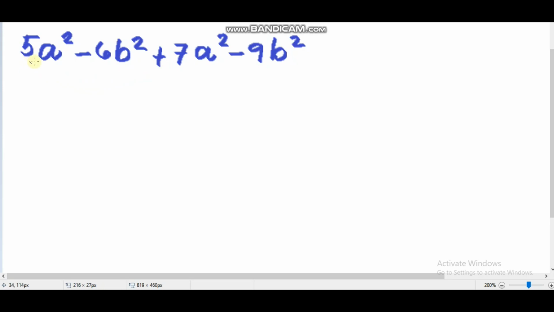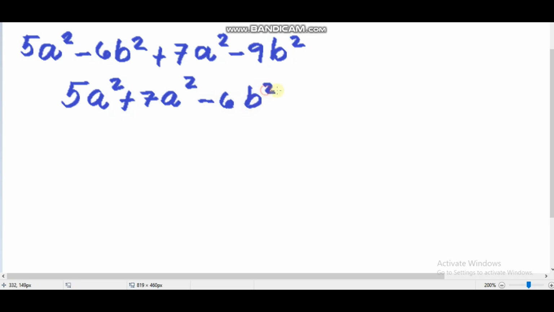Simplify the expression 5a squared minus 6b squared plus 7a squared minus 9b squared. The first thing to do is to identify the like terms. When can you say that it is like terms? When the variable part is the same. So, as you can see here, a squared and a squared. Therefore, 5a squared and 7a squared are like terms. The same with negative 6b squared and negative 9b squared.